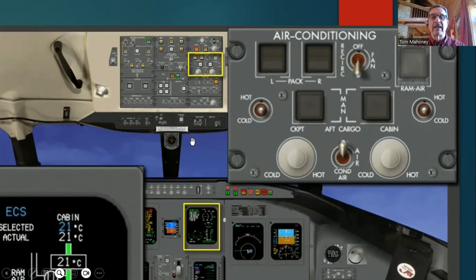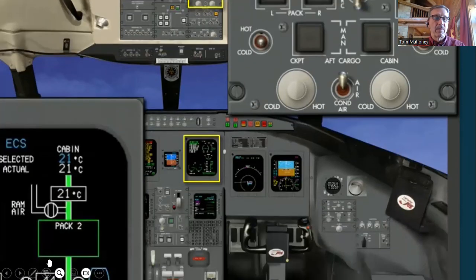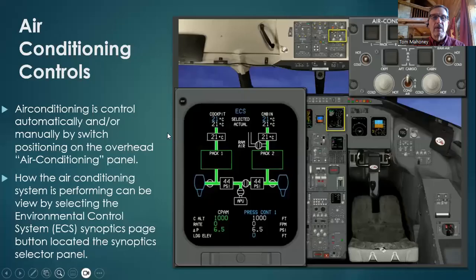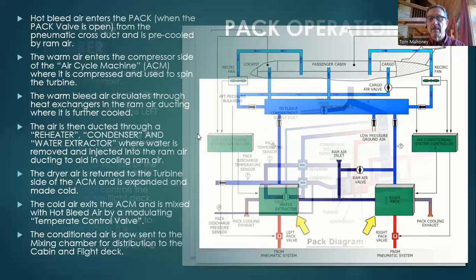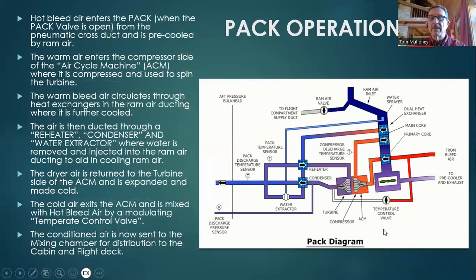Let me go back a slide or two. Okay, this is a good slide to look at. Those toggle switches actually control the position of this particular valve. So if you're in manual, you're actually controlling how much bleed air you're allowing to come through this valve.